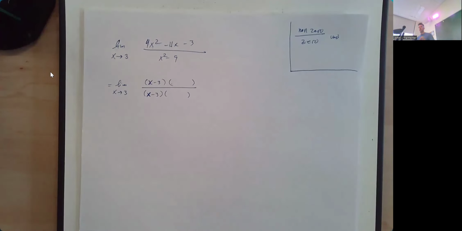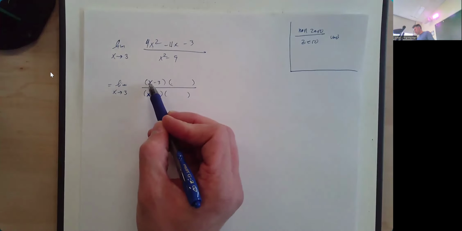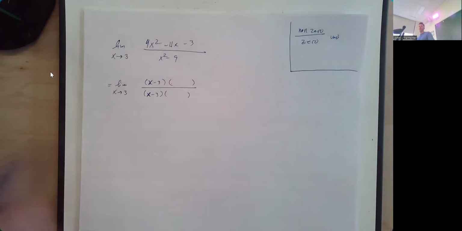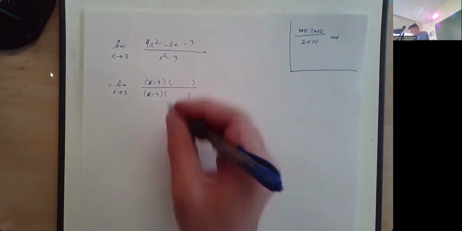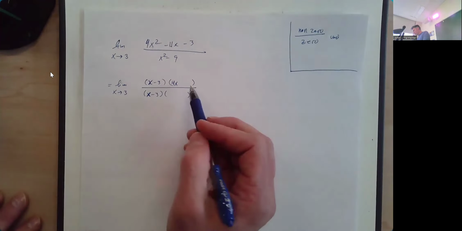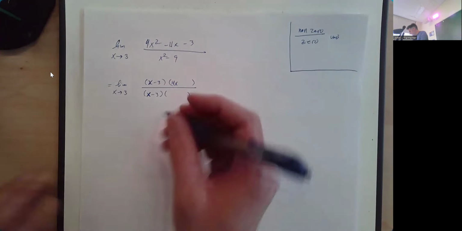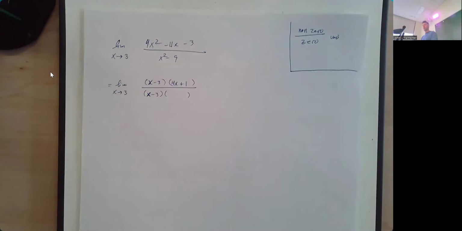So here's the thought process. What do I need to multiply by x to give me 4x squared? 4x. It's the only way. What do I have to multiply by -3 to get me -3? I know it sounds like it, plus 1. And that works. Since I know x minus 3 is a factor, I know this is the other factor.